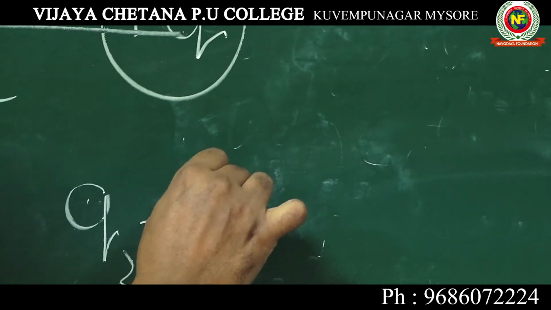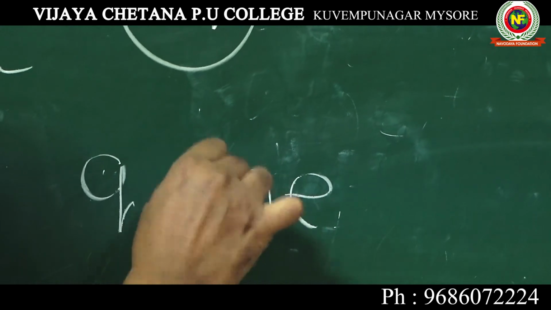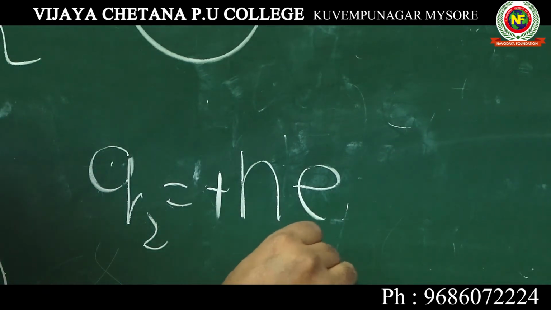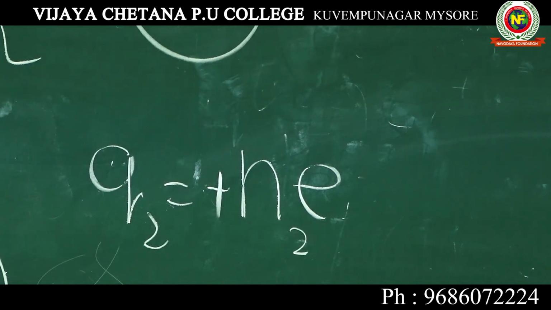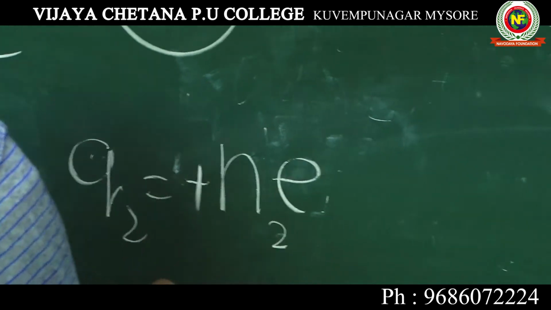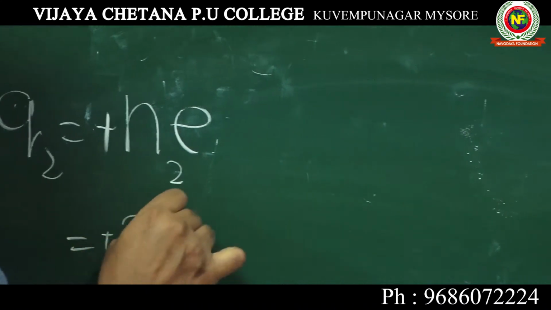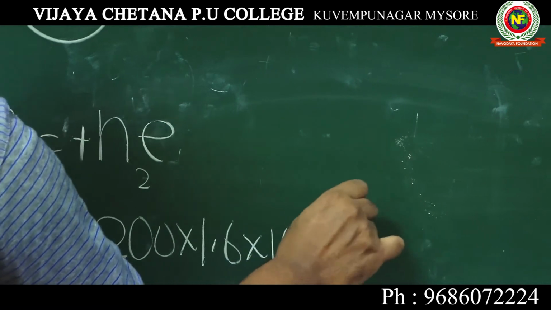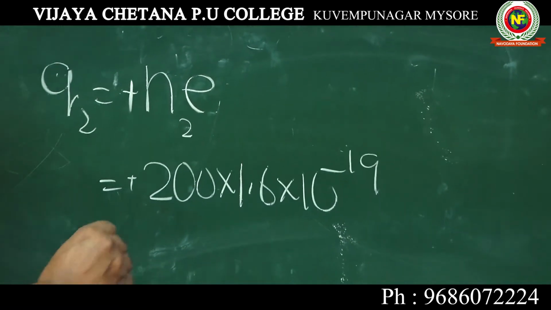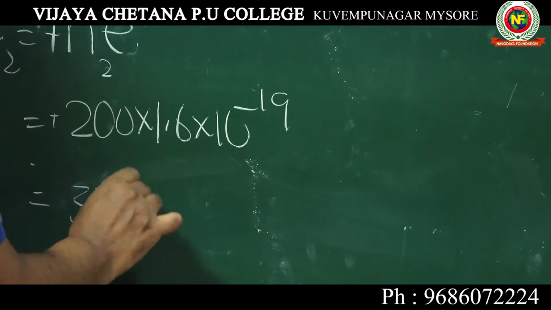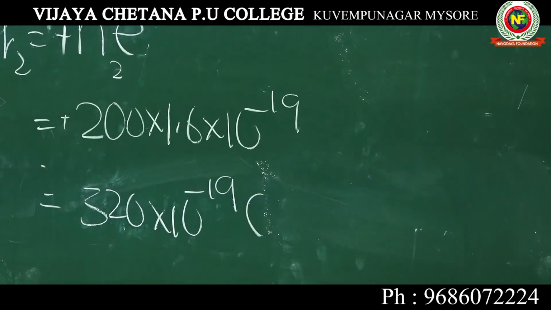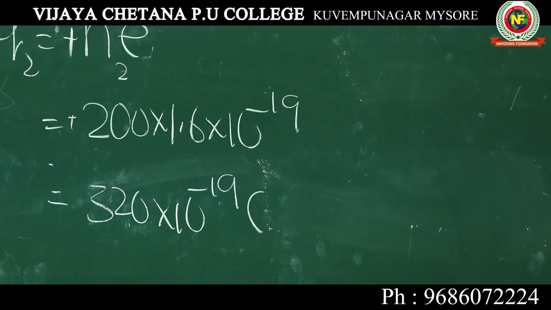What is the second charge? Similarly, Q2 is also equal to Ne but positive. Here we had N1 number of electrons, here it is different. N2, 200, you have removed it, therefore positive sign. So it is plus 200 into 1.6 into 10 power minus 19, which can be written as 320 into 10 power minus 19 coulomb. Okay, these are the two charges.